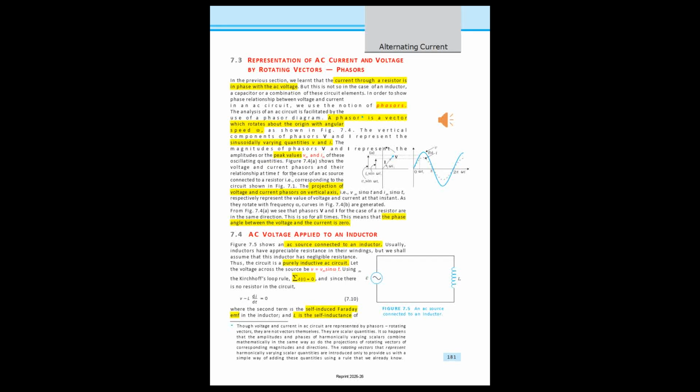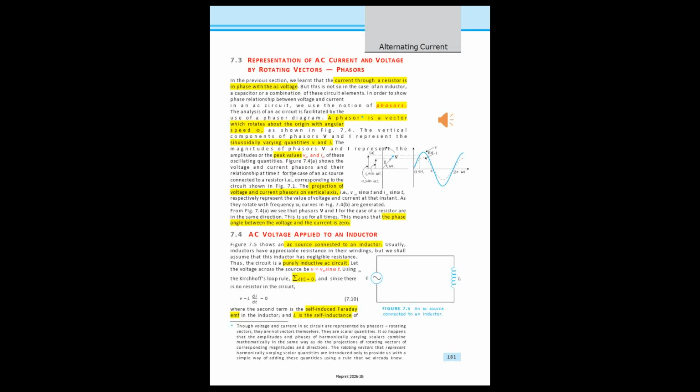The projection of voltage and current phasors on vertical axis, that is Vm sin omega t and Im sin omega t respectively, represent the value of voltage and current at that instant. As they rotate with frequency omega, curves in figure 7.4b are generated. From figure 7.4 we see that phasors V and I for the case of a resistor are in the same direction. This is so for all times. This means that the phase angle between the voltage and the current is zero.